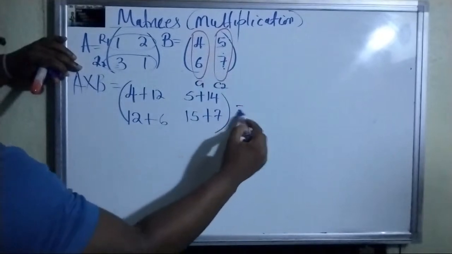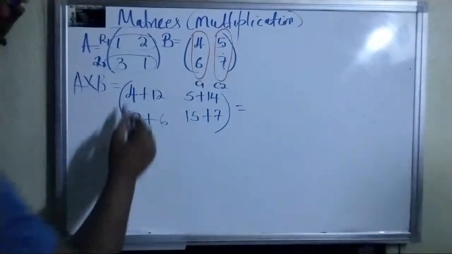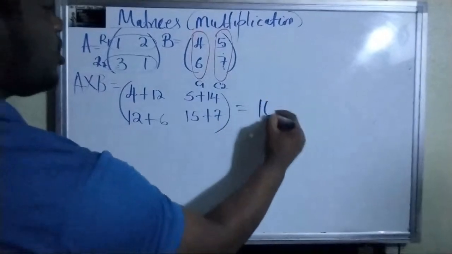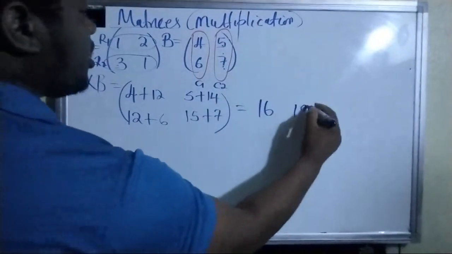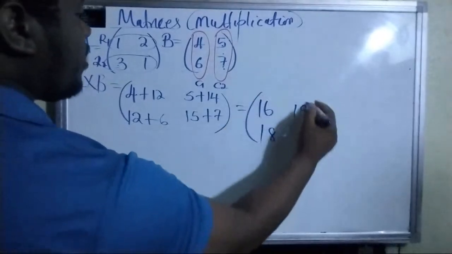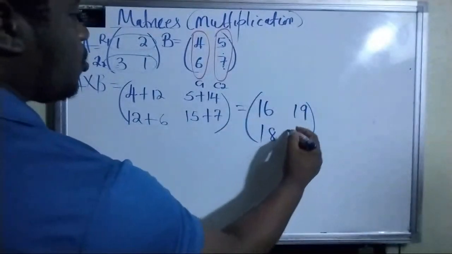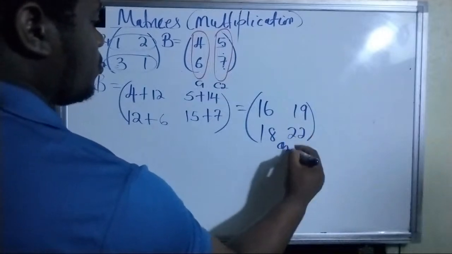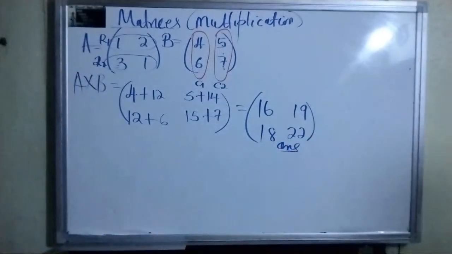So all we have to do is just add them, just as I did earlier. 4 plus 12 is 16. 5 plus 14, 19. 12 plus 6, 18. And 15 plus 7, which is 22. So that's the first one.